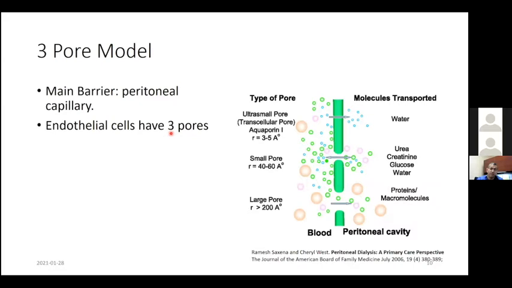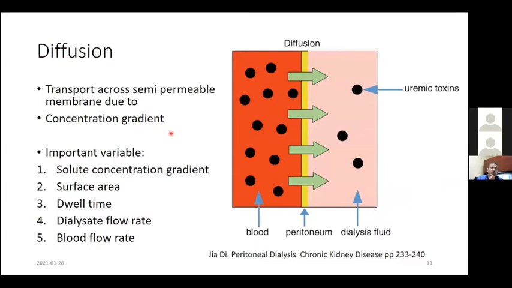Now, coming to how the clearance happens. The clearance happens by way of diffusion and convection. As you can see, on the left side we have the blood. This is the peritoneum. On the right side is the dialysis. As there is too much concentration of the uremic toxins here, like urea or any of this stuff, they start moving out depending on the concentration. So basically, diffusion happens because of concentration gradient. And that's the single most important thing that we need to know. What causes more of the clearance is not the convection, but diffusion, which clears the urea and the creatinine.